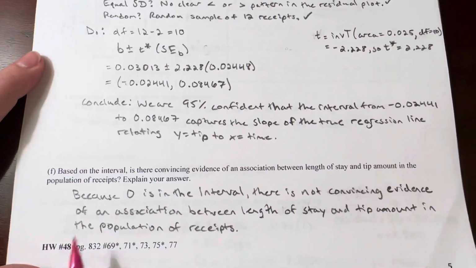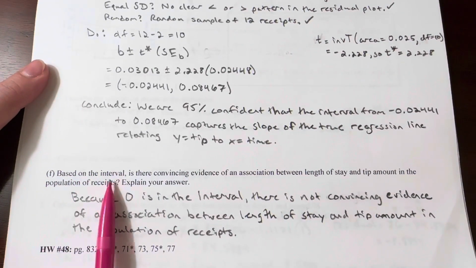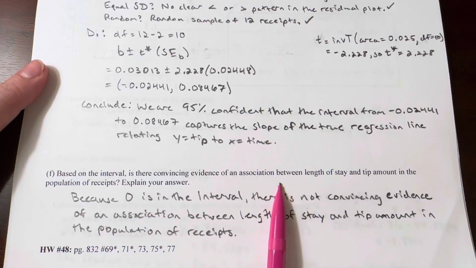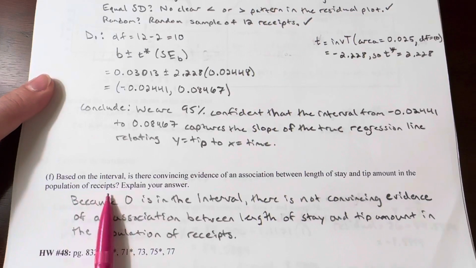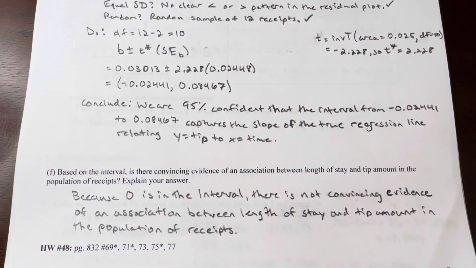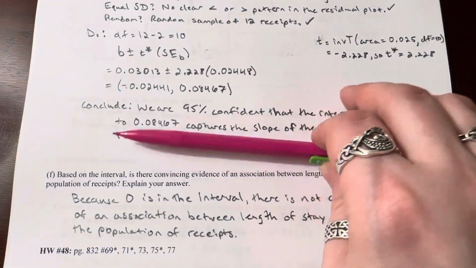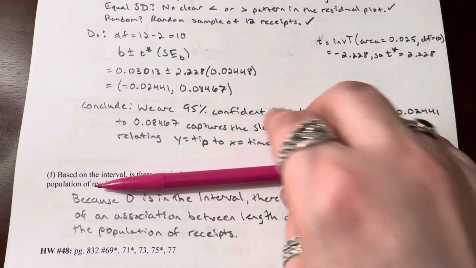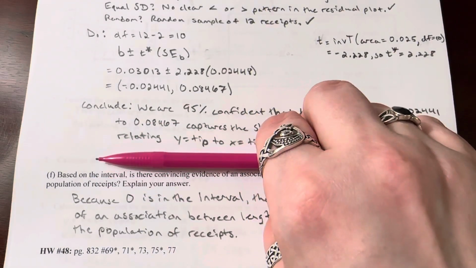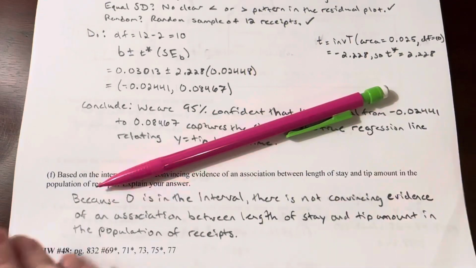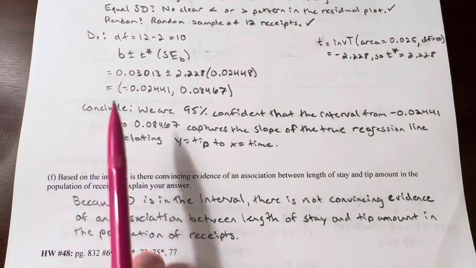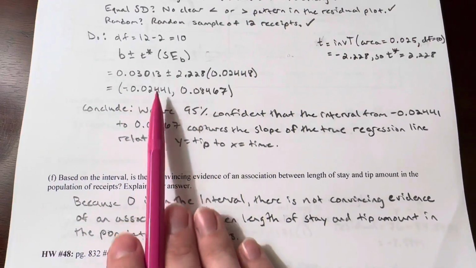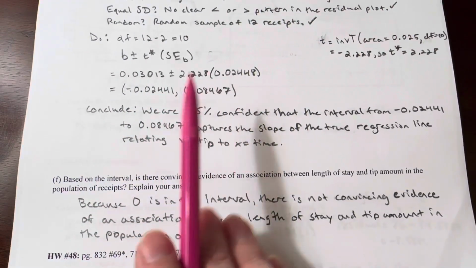And for the final piece of this, for letter F, based on the interval, is there convincing evidence of an association between length of stay and tip amount in the population of receipts? And explain your answer. Well, if there is a relationship between these, if there's an association, then we should have an interval of slopes that's either all positives or all negatives. And when you take a look at this interval, it includes negatives, 0 is included within the interval, to positives.